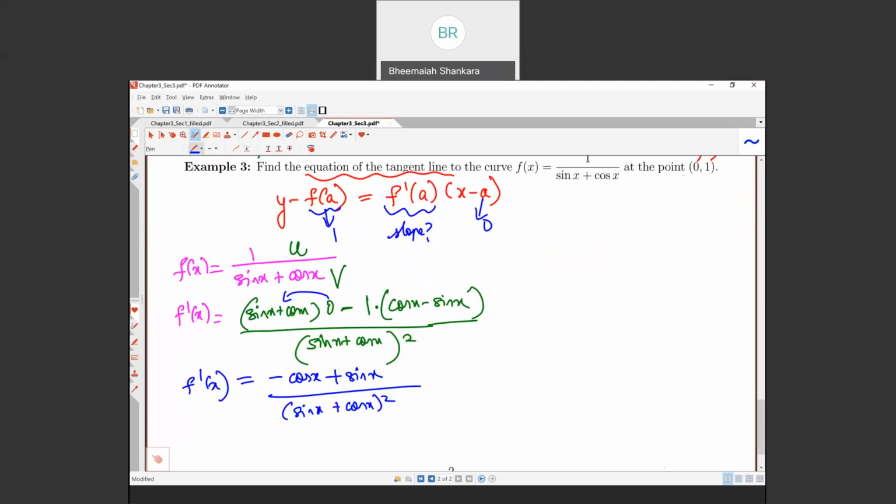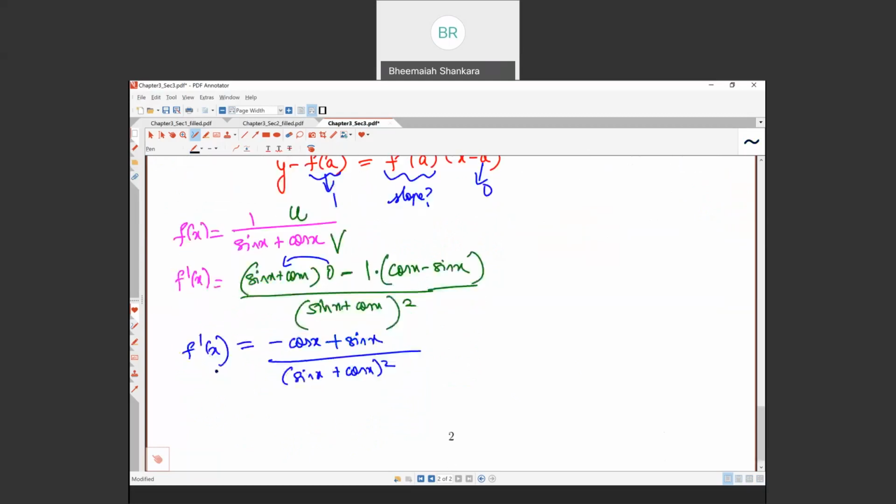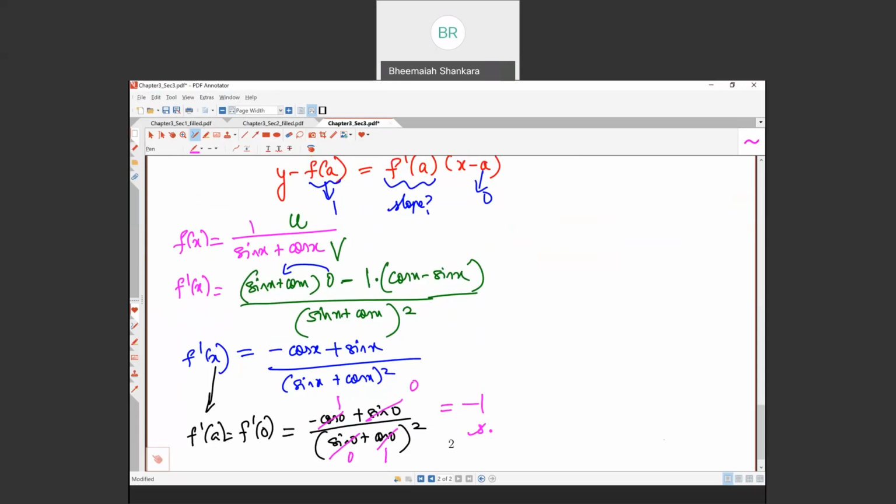Slope is a value. It cannot be an expression. So you want to calculate a value from this expression. You understand that you want to find f prime of a, but you know a is 0. So you want to find f prime of 0. So plug in x equal to 0 here. It's negative cosine 0 plus sine 0, over sine 0 plus cosine 0, and then the square. Sine 0 is always 0, and cosine 0 is 1. So when you simplify, all you have is negative 1. This is the slope of the tangent line.